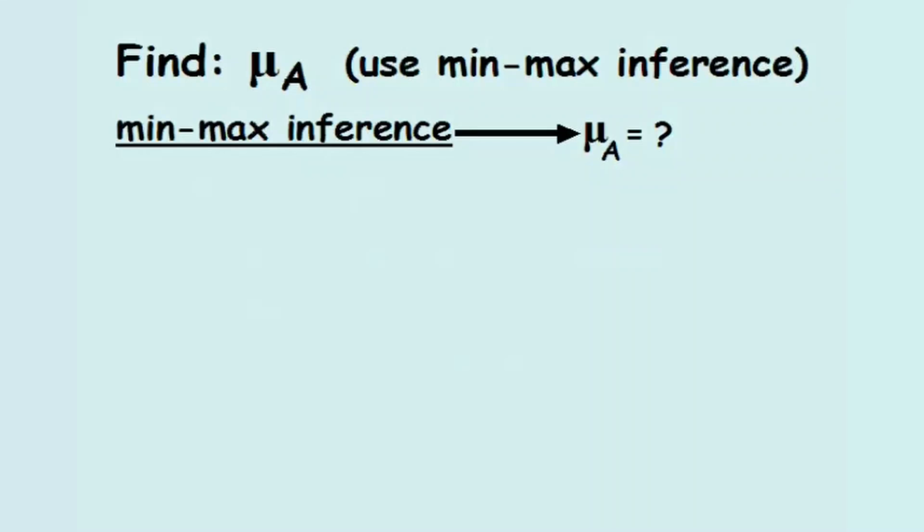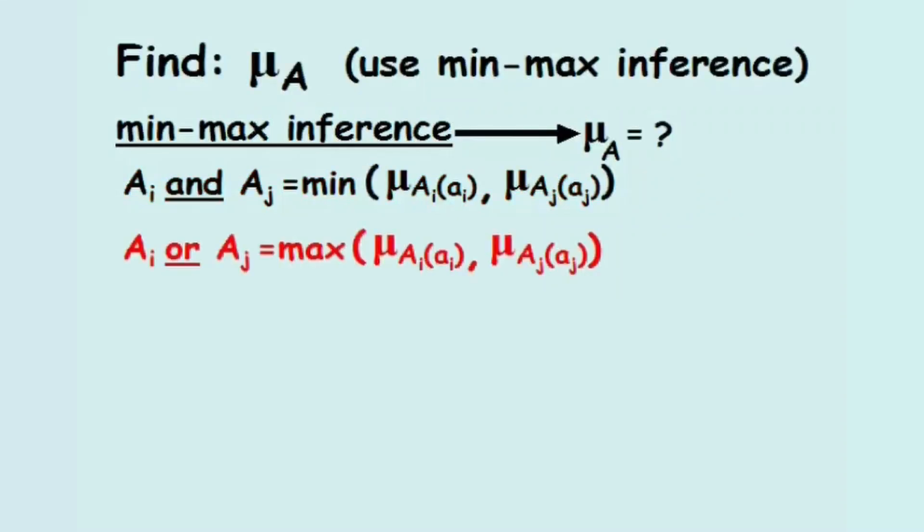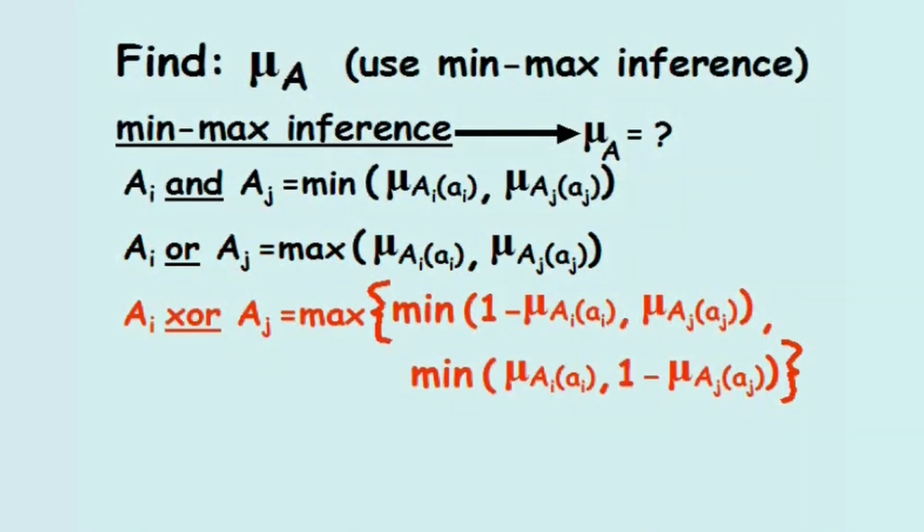For example, in the min-max inference, the AND operator returns the minimum degree of fulfillment between the two arguments. The OR operator returns the maximum degree of fulfillment between the two arguments. And the XOR operator returns the maximum of the minimum of not the degree of fulfillment of the first argument and the degree of fulfillment of the second argument, and the minimum of the degree of fulfillment of the first argument and not the degree of fulfillment of the second argument.